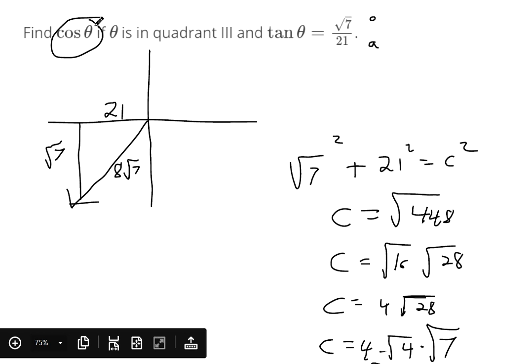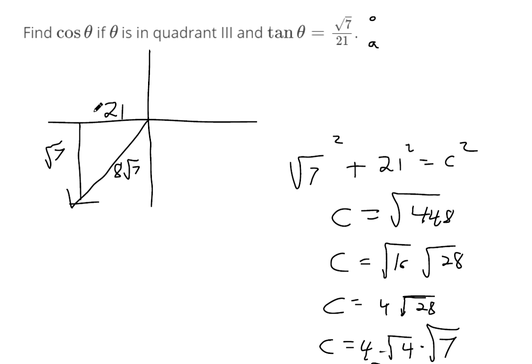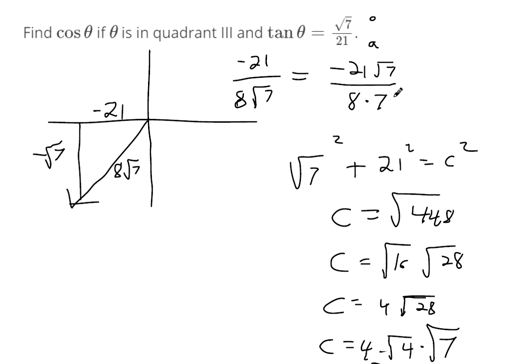Okay, so now we're ready to say what cosine of this angle is. Oh, and I should put negative and negative here. Okay, because we're going negative on the x-axis, negative on the y-axis. So cosine is the adjacent divided by the hypotenuse. Right, this is the adjacent to this reference angle. This is the opposite, so this is adjacent, and this is the hypotenuse. So if we rationalize the denominator, multiply the top and the bottom by square root of 7. And then 8 times 7 makes 56.